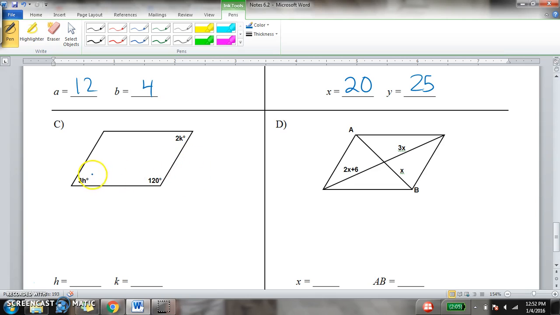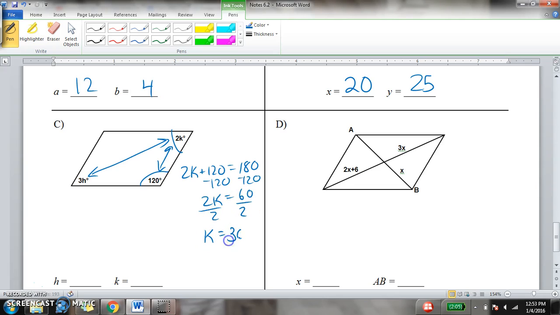Next one, similar situation. We've got these two angles opposite from each other, but we have two different variables. So instead, we have to take one of these pairs, add them up, and set them equal to 180. So if I take 2k plus 120, all of that equals 180. I subtract the 120. 2k equals 60. Divide by 2. K equals 30. So k equals 30.